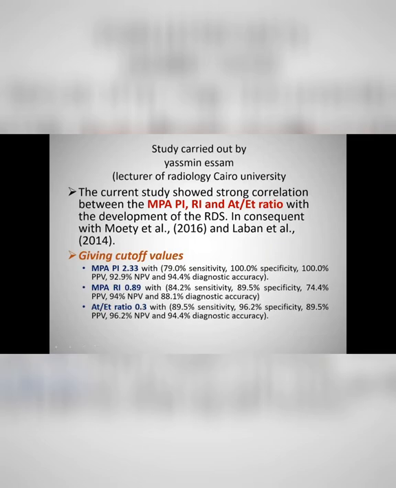And this study was carried out by Dr. Yasmina Sanchez, lecturer of radiology in Cairo University. In her study, they showed that there is a strong correlation between the main pulmonary artery PI, RI, and acceleration time to ejection time ratio and the development of respiratory distress syndrome, between those developing it and those without it. And in this study there was a cutoff value for each. A main pulmonary artery PI of 2.3 is used to discriminate between immature lung and mature lung, and also the RI and the acceleration time to ejection time ratio.